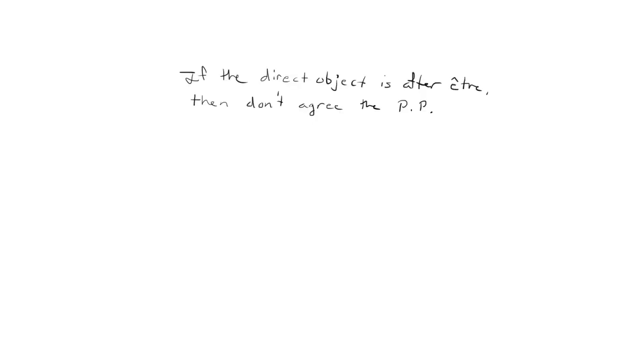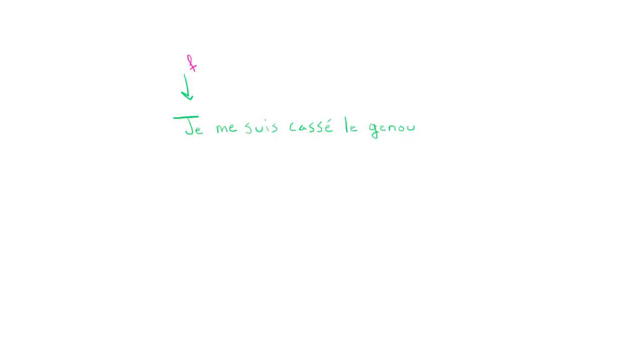Now, if the direct object is after être, you don't agree the past participle. So to understand this better, I made some examples. So if you're a girl and you're saying je me suis cassé le genou, if you look closely, remember I said earlier you'd add an e, but where's the e? Well, because you have le genou, and that's after être.